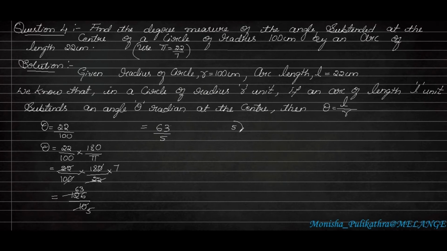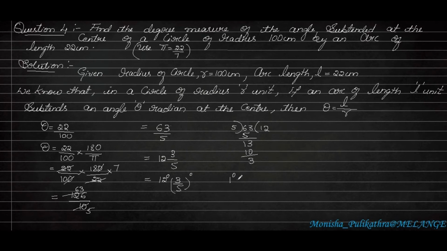Next we can divide it. 5 ones are 5, 5 twos are 10. So 3 will be the remainder, and 5 is already there in the denominator. So instead of 63 by 5, we can write it as 12 and 3 by 5. Here the 12 will become degrees. So 12 degrees and 3 by 5 of a degree.